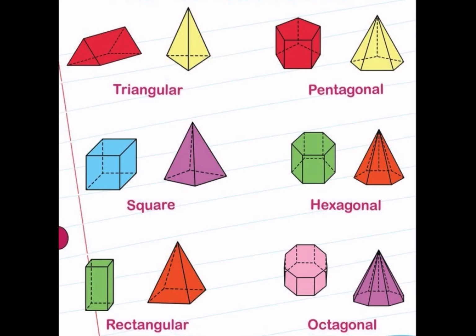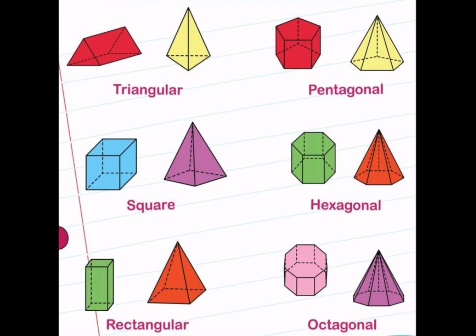The hexagonal shapes are made from hexagons. The green one has a base hexagon and a top hexagon, and they are joined by rectangles. The orange one has a hexagon at the bottom, and the sides are all triangles which come to a point, so it is a hexagonal pyramid.